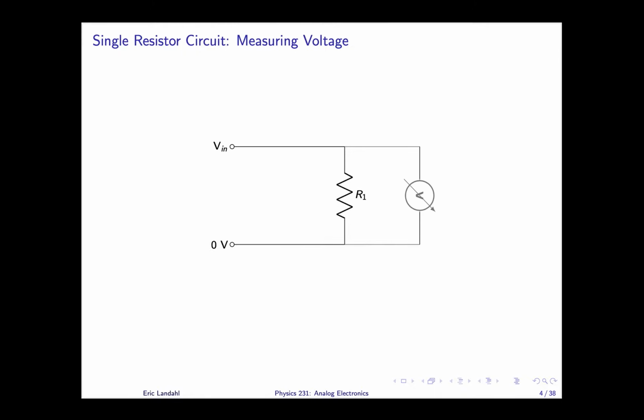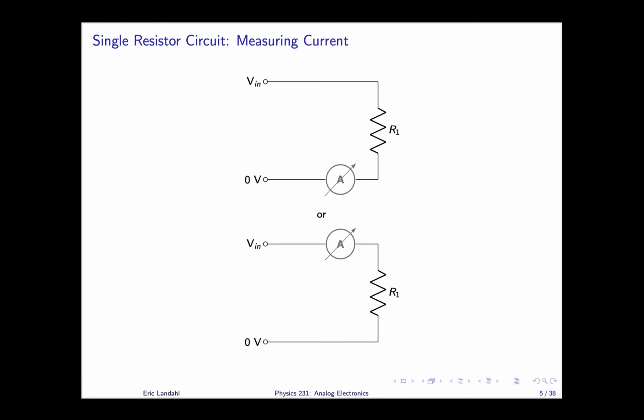Now, to measure the voltage, this can be done by using a voltmeter. Typically, we use a digital multimeter configured in the voltage mode, and you use two probes to measure the voltage across the resistor. So voltage is measured across the circuit.